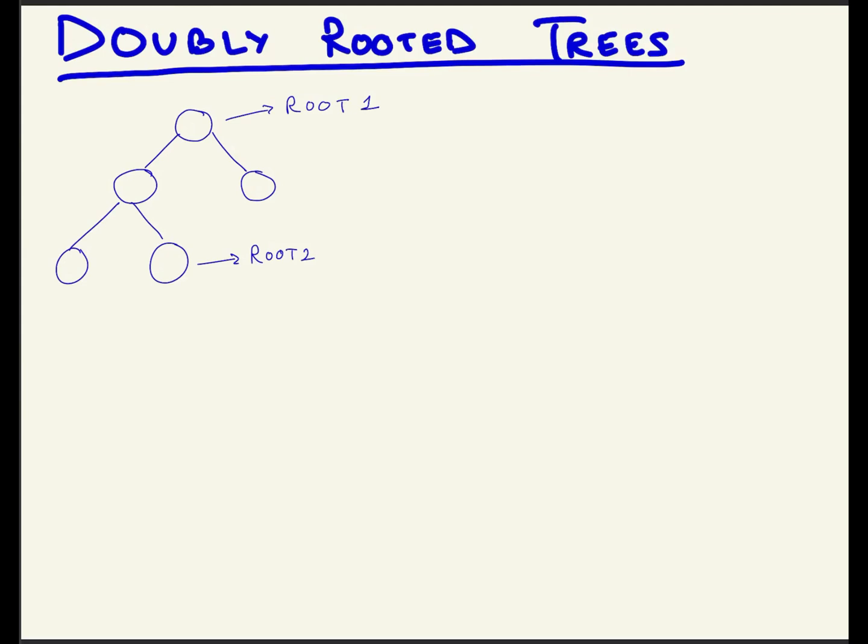So now let's look at what the size of this set Fn is. To create a doubly rooted tree, we first look at the number of ways in which we can create a tree on n vertices, which is given by Tn. Then we can choose root 1 in n ways, and then we can choose root 2 in n ways as well. Basically, it says that root 1 and root 2 can be the same.